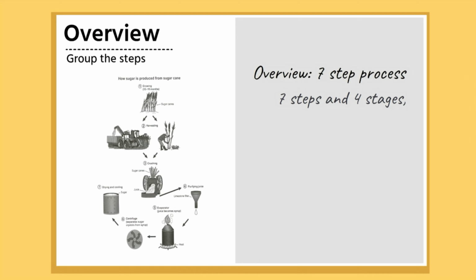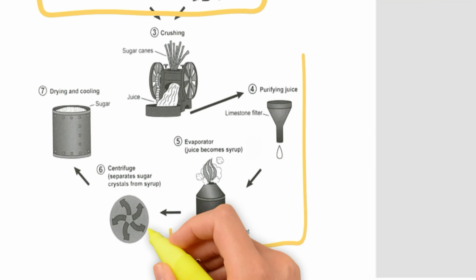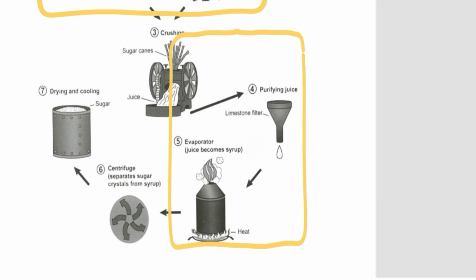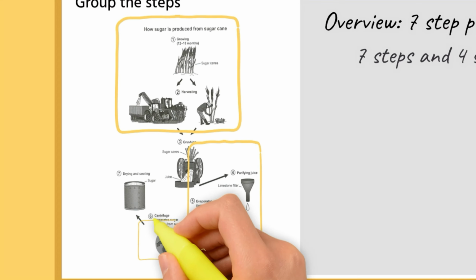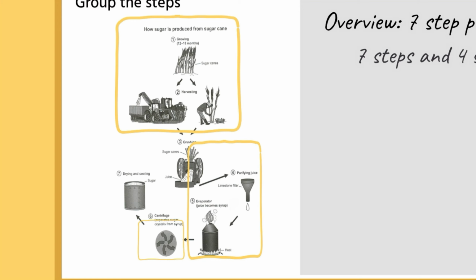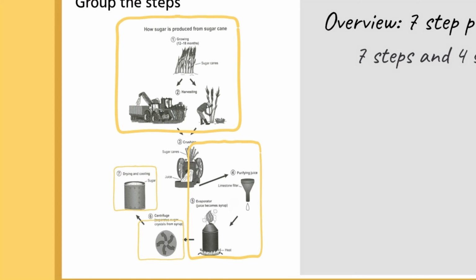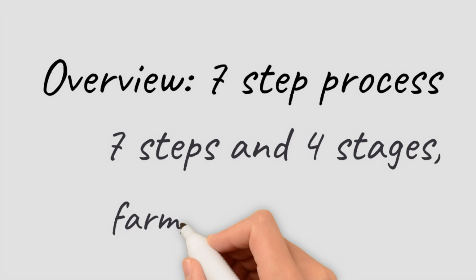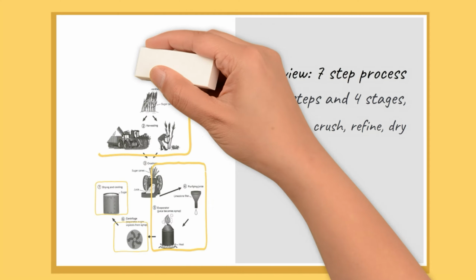The logic behind this grouping is that the first stage is farming. The second stage centers on extracting the juice from solid cane. The third stage involves separating the liquid from the solid. The final stage involves cooling and drying the product. So, the final overview is 7 steps, 4 stages: farming, crushing, refining, and drying.